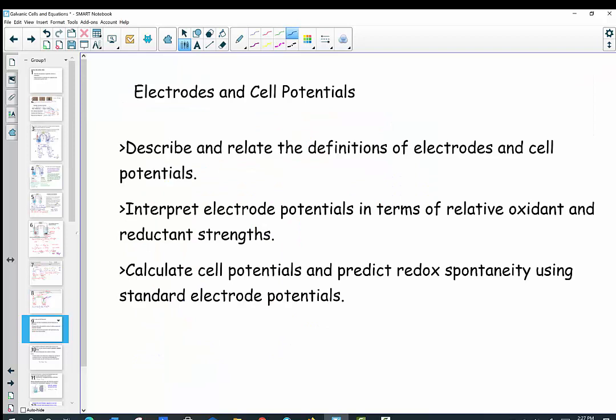Let's talk more about electrodes and cell potentials. We're going to work to describe and relate the definitions of electrodes and cell potentials to interpret electrode potentials in terms of their relative oxidant and reductant strengths, and end up calculating cell potentials and predicting redox spontaneity using that electrode potentials chart. In your test-taking tool pages, you need your standard reduction table. I've done a lot of clipping out as we progress, but just so you can see where I'm pulling these numbers.